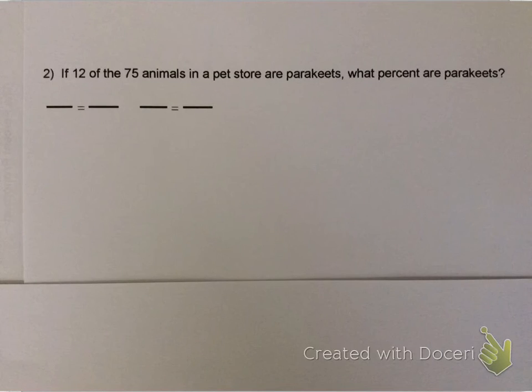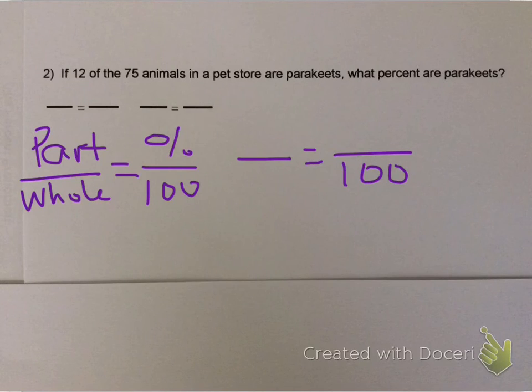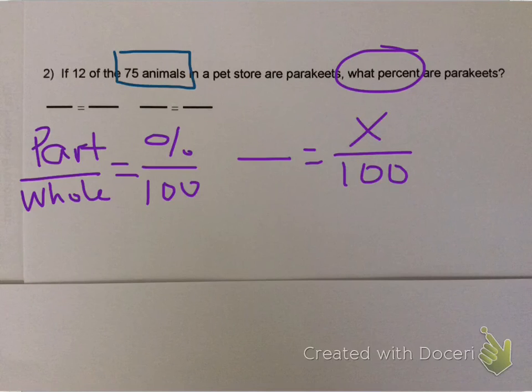Question number 2. We have, if 12 of the 75 animals in a pet store are parakeets, what percent are parakeets? Okay, so we're going to use the proportion part over whole equals percent over 100. And I can plug in my 100, always the same, okay? And the question is asking what percent. So I don't know the percent, that's where my variable is going to go. If 12 of the 75 animals in a pet store, okay, so what do you think would be the part and the whole? You've got to think about these questions. 75 animals, that's going to be my whole, that's the total, okay? Your whole can always be thought of as your total.